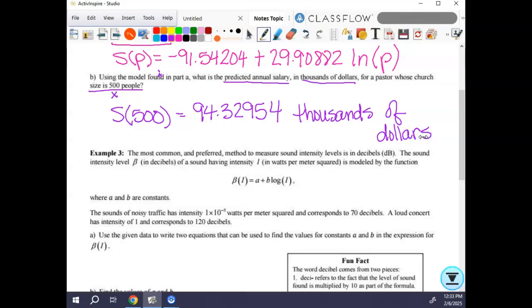So $94,000 makes a little bit more sense for a salary. Well, it makes a lot more sense for a salary. Okay. What questions do you have? We all good so far? Awesome. All right.